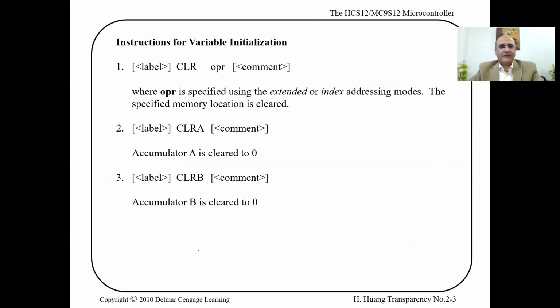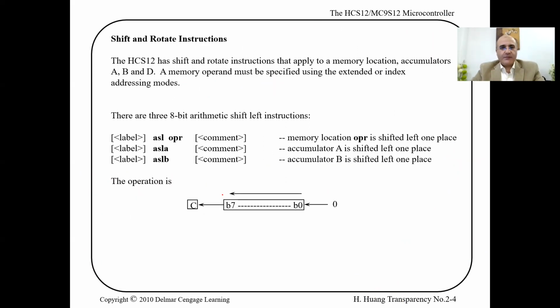Examples. Okay, some instructions on initializing registers or memory locations. Clear a memory location. Clear register A, clear register B. Shift and rotate instructions. We have 2 kinds of shift and rotate instructions. First, we start with the shift, then we go to rotate.